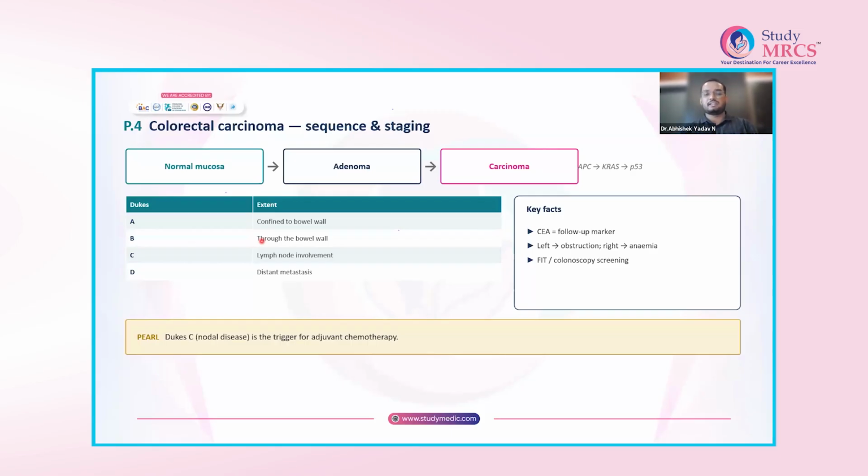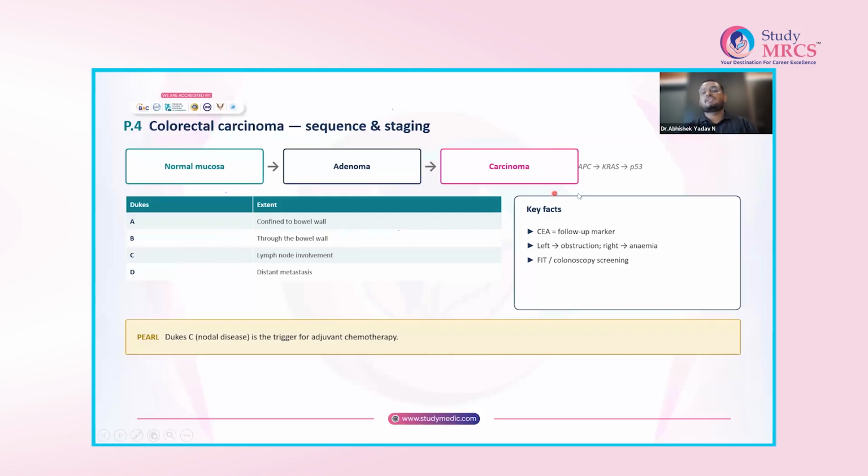One important thing to remember is why we are more worried about the Dukes stage: that's what we use for the treatment of colorectal carcinomas. If the tumor has crossed stage C, it triggers the use of chemotherapy, because nodes would have been involved. That's how we start chemotherapy along with the other modes of treatment.